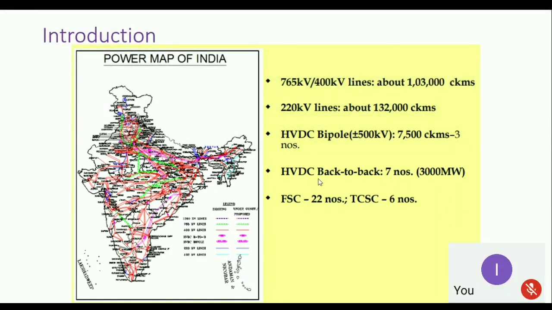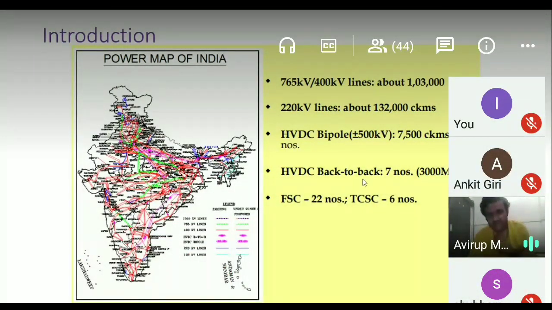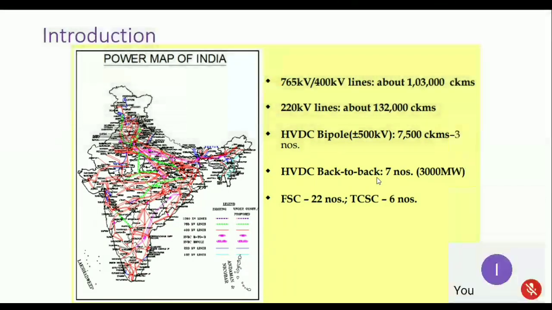This TCSC is thyristor controlled series capacitor, and this FSC is known as fixed series capacitor. Still, you see the fixed series capacitor is more in numbers because this is a cheaper solution. But people are gradually shifting from FSC to TCSC. Okay, so I'm moving to the next slide.